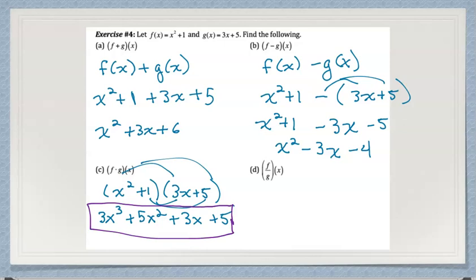Okay, that's your answer. And finally, if I'm looking at f divided by g of x, I would just say f of x is x squared plus 1. g of x is 3x plus 5. There's no common factor to divide out. That would go to 1. So this is the final answer right here. There's nothing left for me to do.